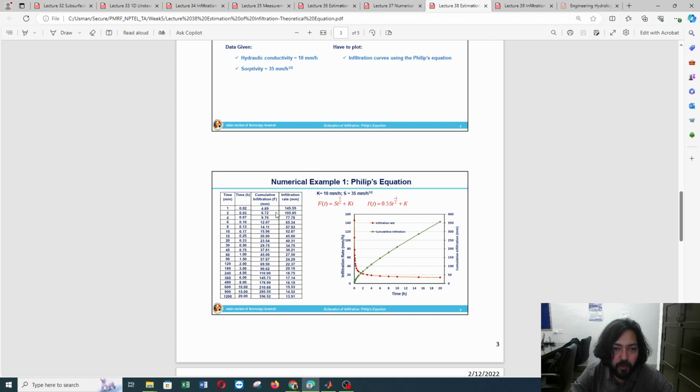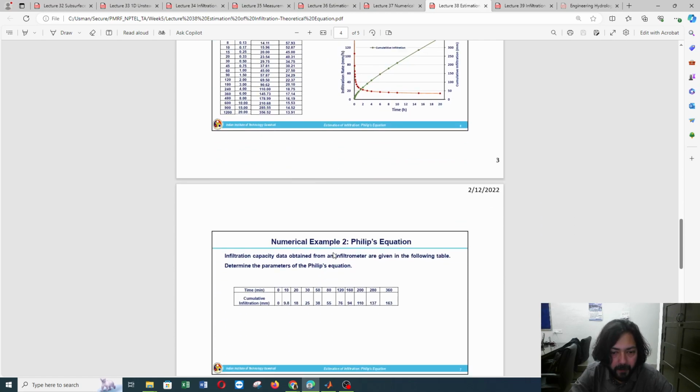So we can now plot both the things. Infiltration rate is the red curve and cumulative infiltration is the green curve. So you just have to substitute S and K in this equation. In both the equations you will get cumulative infiltration and infiltration rate.